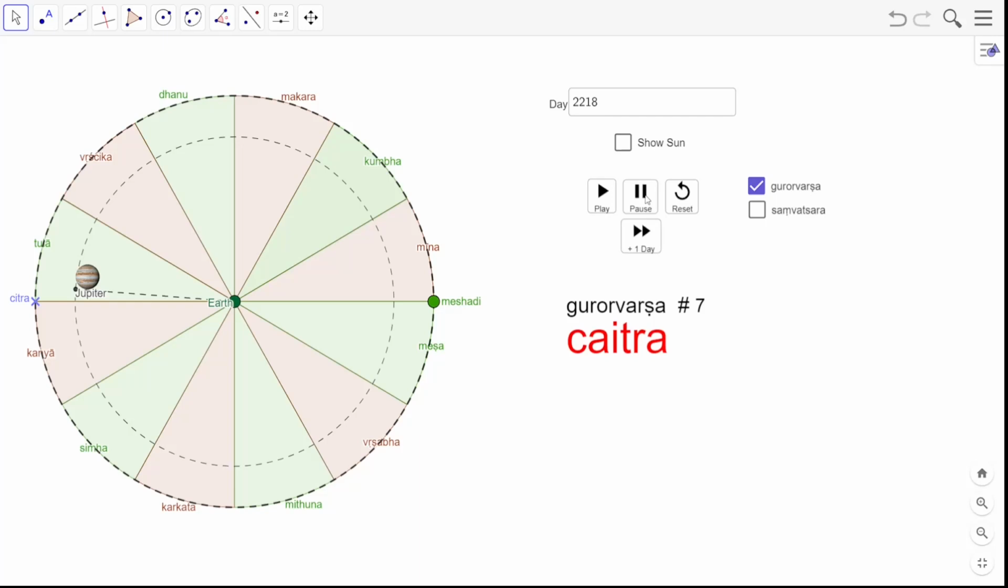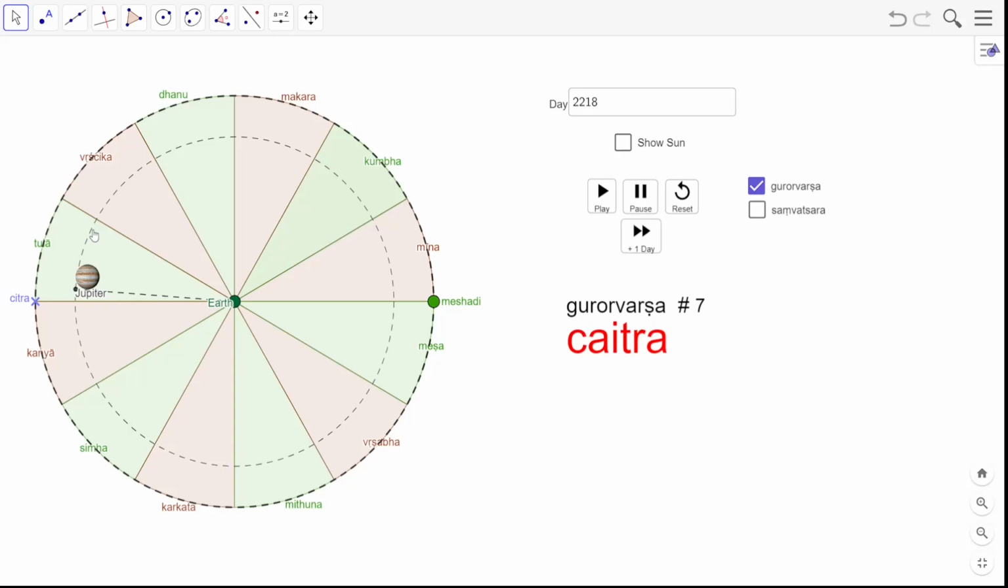Because the underlying idea is still the same. We are looking at, so here is Jupiter. What is the nakshatra in whose vicinity Jupiter is present? It's Chitra nakshatra. So this is Chaitra Gurorvarsha. So we are simply looking for what is the nakshatra in whose vicinity Jupiter is when it traverses this rashi.